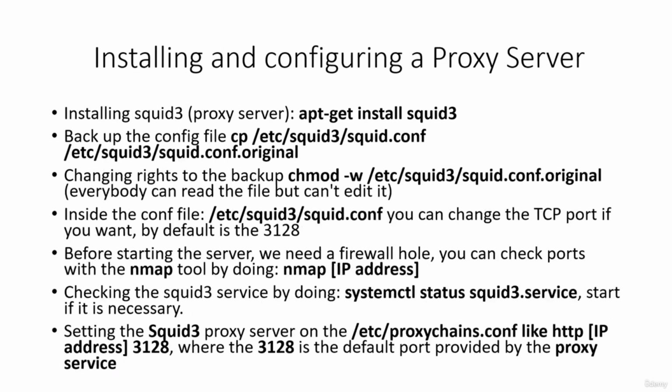After that, what you have to do now is install and configure the proxy server. To install the Squid3 proxy server, just type on your Linux machine this command, install squid3. It will automatically do everything, you don't even need to do anything. After that, you have to back up the config file, and this is the configuration file and this is the directory. Next, change the write permission on the backup, which is this command line. There is an exception: everybody can read the file but you can write it.